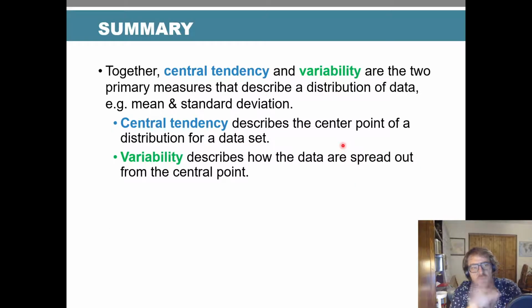Oh, sorry. We should summarize what we talked about. I apologize. So central tendency and variability are the main measures that we use to describe our data set, right? Again, we're assuming that these are a normal distribution, so we kind of know what that looks like. What we need to know is where the normal distribution is and how wide or skinny that normal distribution is. And that's central tendency and variability. The central tendency describes the center point of the distribution. Variability is the spread of the data.